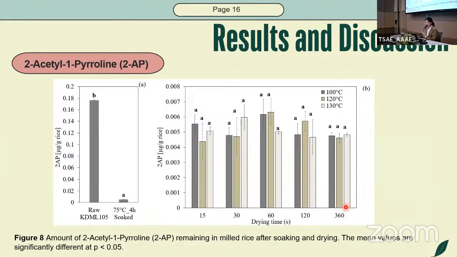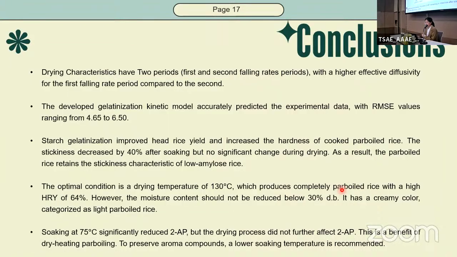during the drying there is no significant change. That's because of the drying condition. Drying characteristic has two periods, first and second. The first has a higher energy intensity than the second period. And the gelatinization model can accurately fit the experiment data with about 5 to 7%.